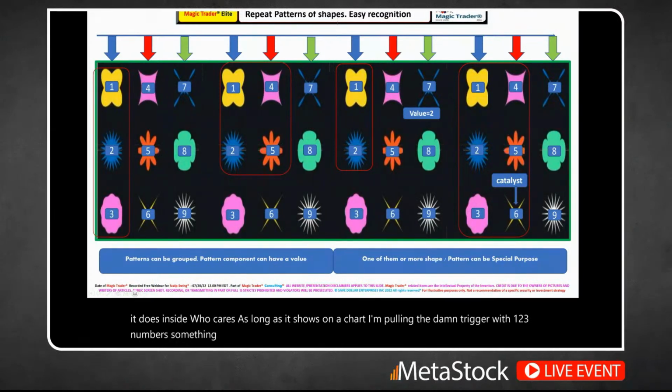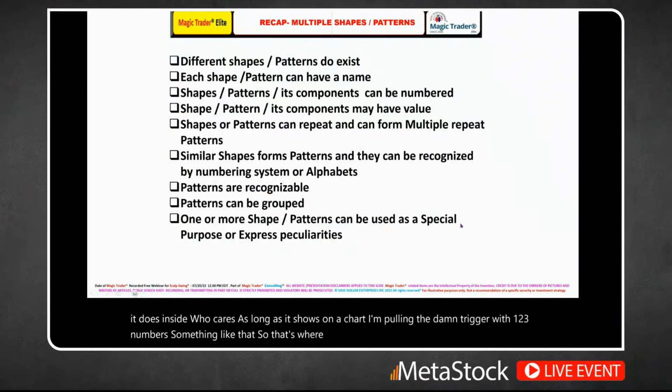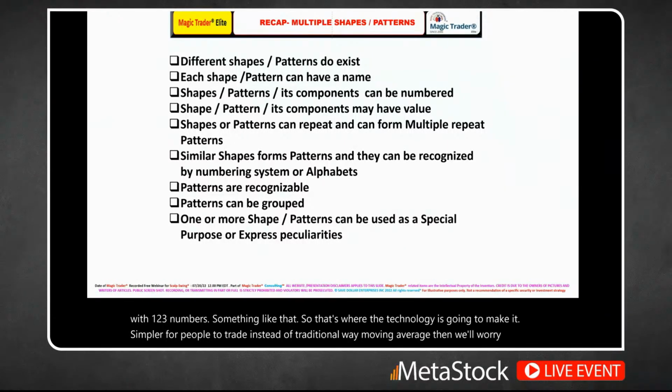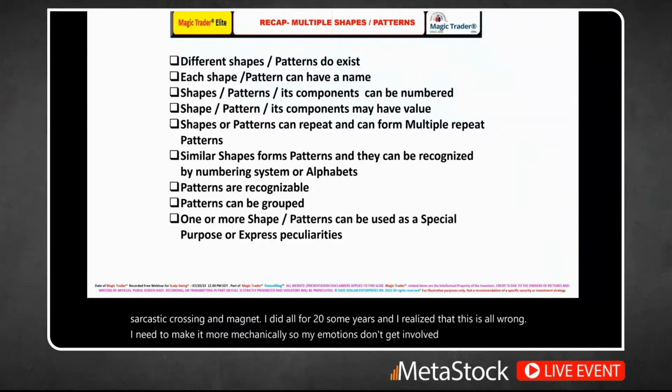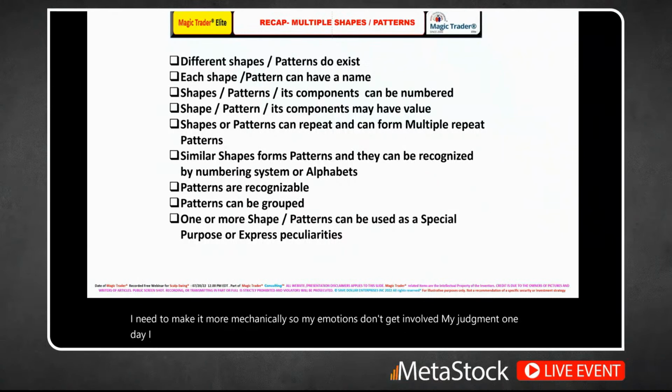So that's where the technology is going, making it simpler for people to trade instead of the traditional way, moving averages, then worrying about stochastic crossing and MACD. I did all that for 20-some years. And I realized that this is all wrong. I need to make it more mechanical so my emotions don't get involved. With my judgment, one day I'll feel MACD this way, another day I feel RSI differently. It's a 70 or 80 or 75, what should I do? And then you get missing trades. I don't want to do it.